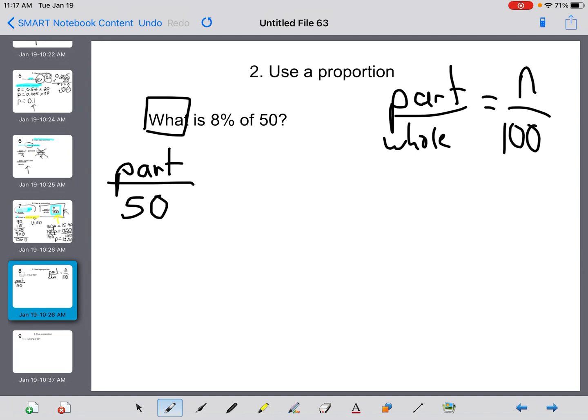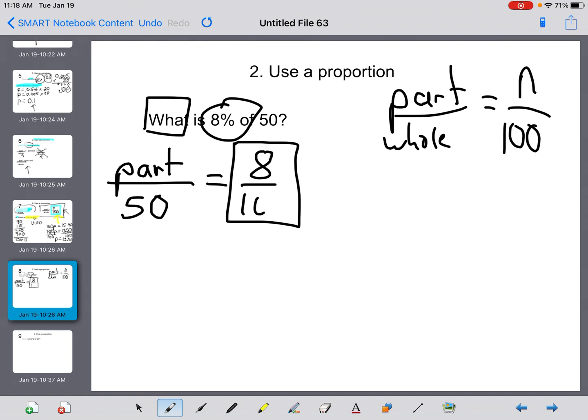It's like me saying, I'm going to give you 8% of my $50, and you want to know, well, how much money is Miss Naive actually going to give me? But then on this second side, I'm going to write the percent. But I'm not going to write it as a percent. I'm going to write it as a ratio out of 100. 8 out of 100. Then I'm going to use cross products.